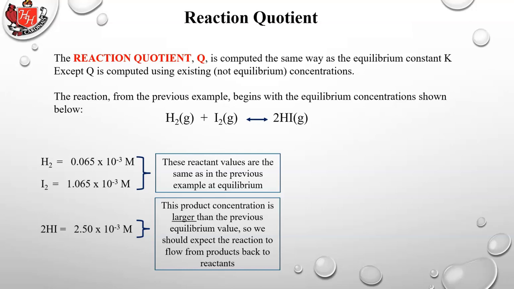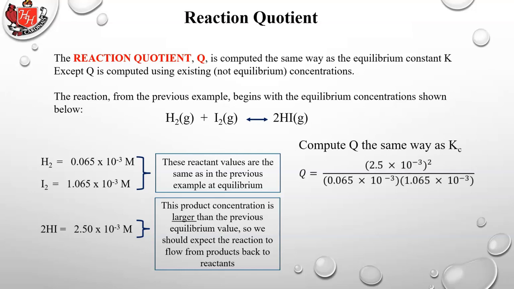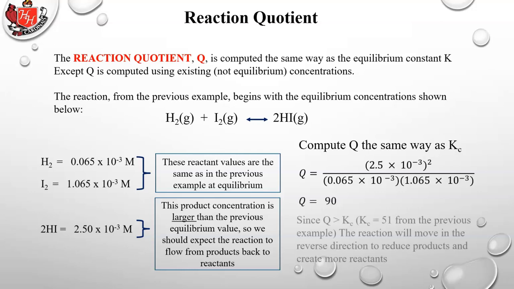And this concentration for HI is bigger than what we got for the equilibrium concentration. So we're going to compute Q the same way we do K. So the law of mass action for this particular reaction is HI squared on top, and then the H2 on the bottom, the 0.65, and the I2, the 1.065. And so now we're going to compute that and see what we get. And we get a Q of 90.